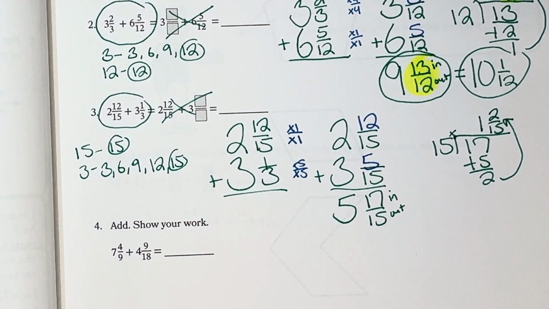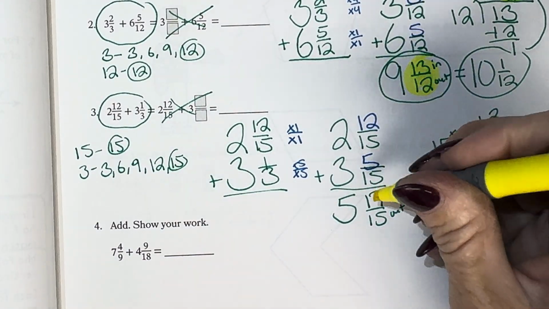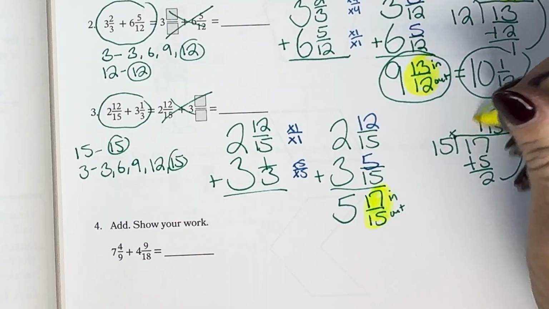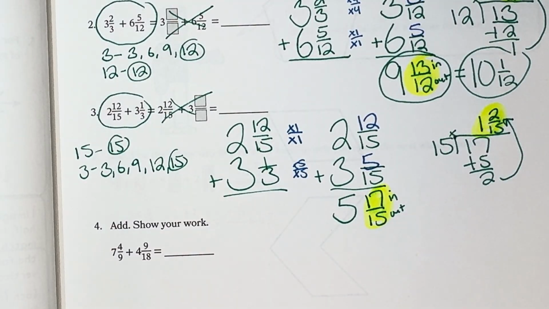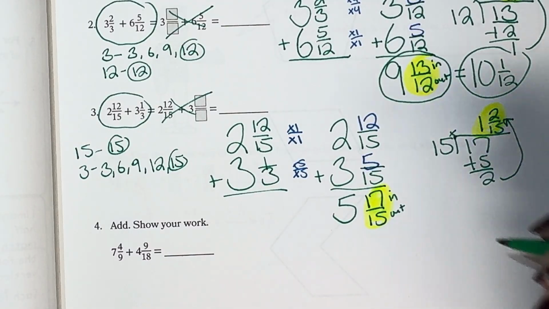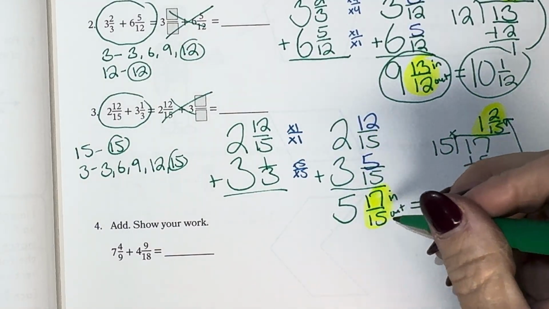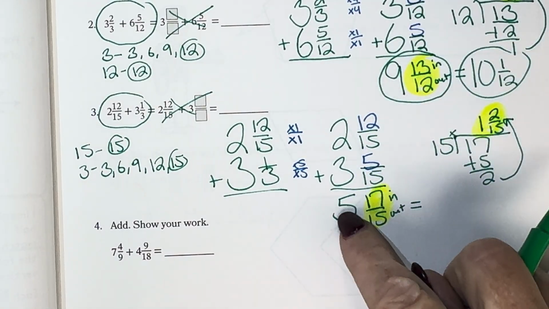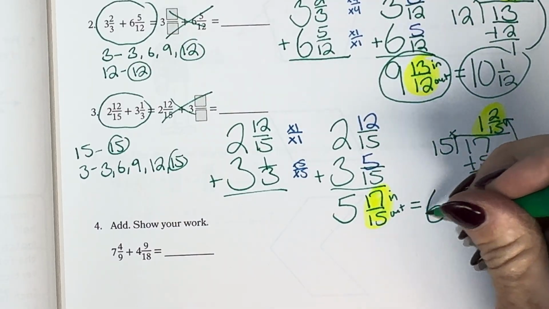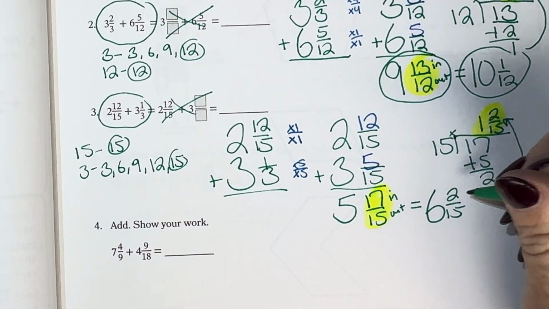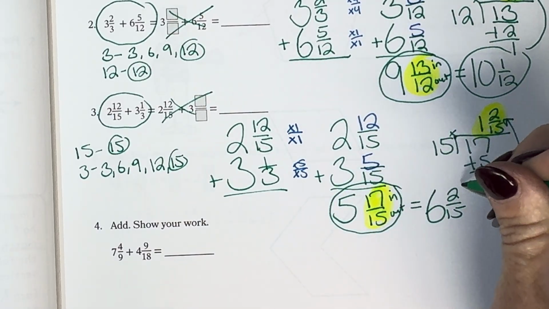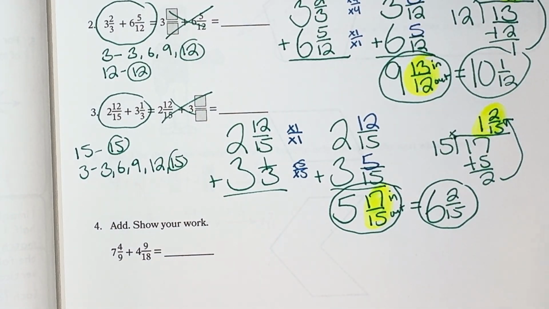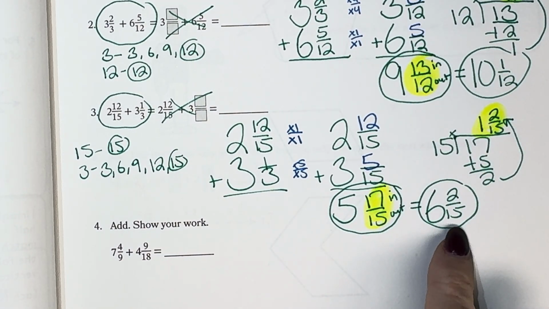So again, that's not my answer. That's just what this equals. 17/15 is equal to 1 and 2/15, but I already had 5 wholes. So 5 and 17/15 is equal to 6 and 2/15. So those are both correct answers because they're equivalent, but this is better.